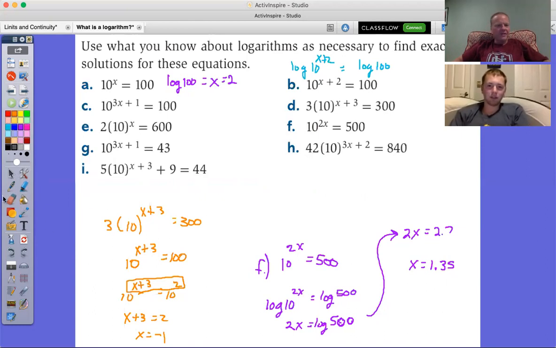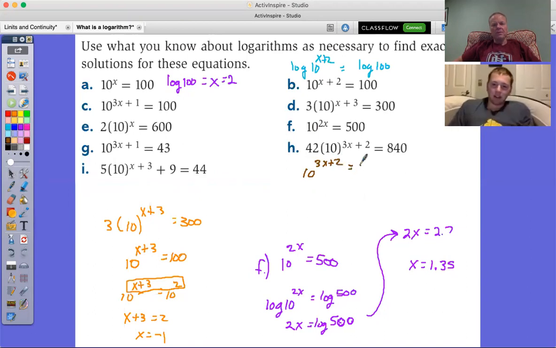Let's just do letter A because that looks like a tough one. I think I'm going to divide by 42. I don't know what that would be, but it'd be something. Let me find it. Is it 840 divided by 42? 20. I got lucky, I guess.